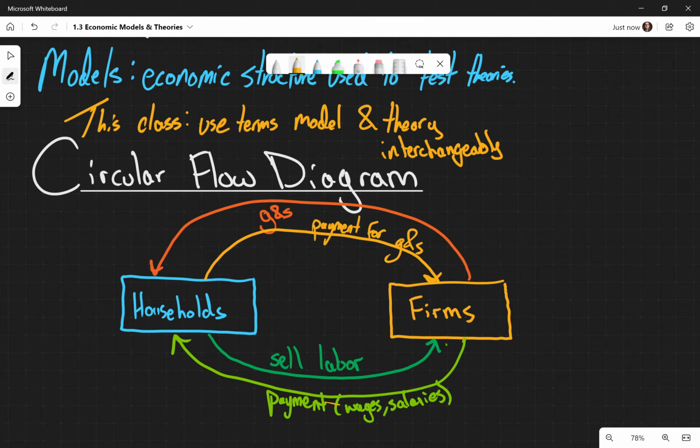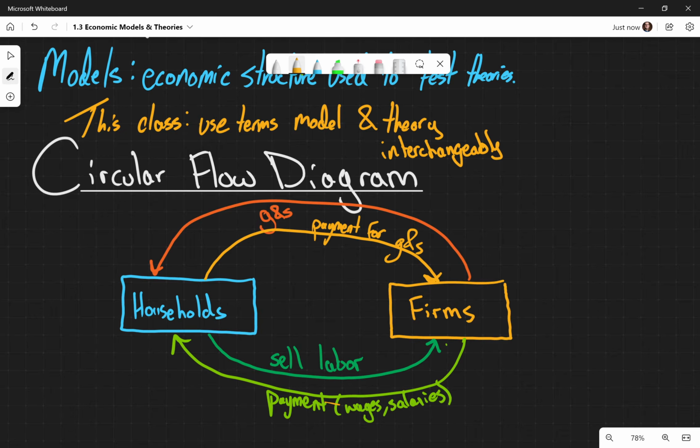So the main thing to keep in mind is that the circular flow diagram shows how households and firms interact, and it shows that there's a goods and services market, which is up here, where the firms provide goods and services and the households pay for them. And there's a labor market where the households provide the labor and are paid with wages, salaries, and benefits for that labor. So again, a simple model just to show that the money circulates around the economy between these two actors.